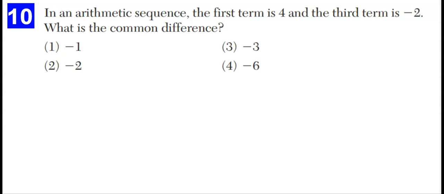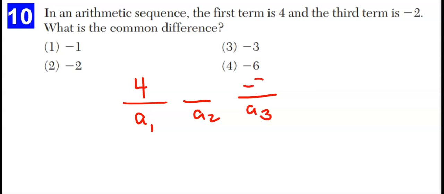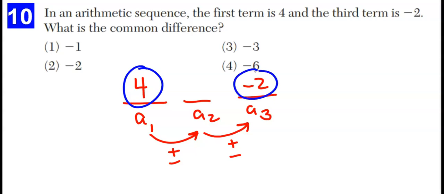Number 10. In an arithmetic sequence, the first term, called a sub 1, is 4. And the third term is negative 2. What is the common difference? So something happens here, adding or subtracting, and then the same thing has to happen here, adding or subtracting. And how we decide is if this number is getting bigger or smaller. It looks like it's getting smaller, so that must mean we're subtracting.